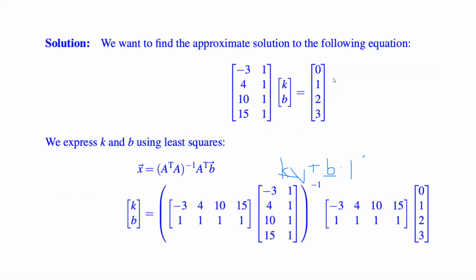More concretely, it would look like this, where you have -3, 4, 10, 15 as our V's column, and then 1, 1, 1, 1 as our coefficients for our B term. If you think about the first line of this, it would look something like -3K plus B equals 0. The next line would look like 4K plus B equals 1. The good thing about writing it in matrix vector form is that now we can just apply our least squares formula.